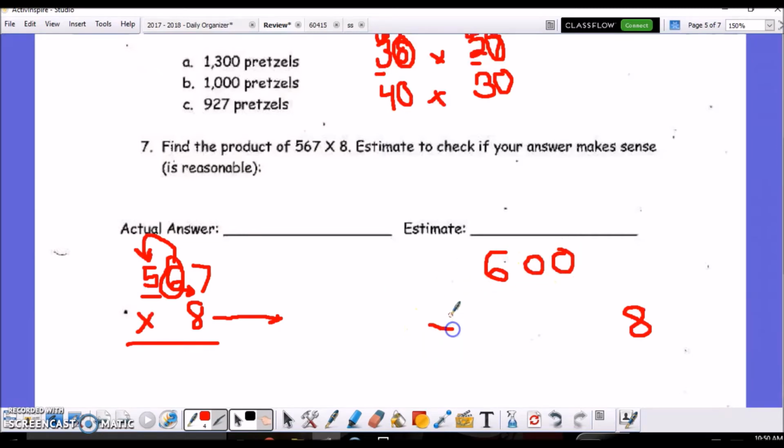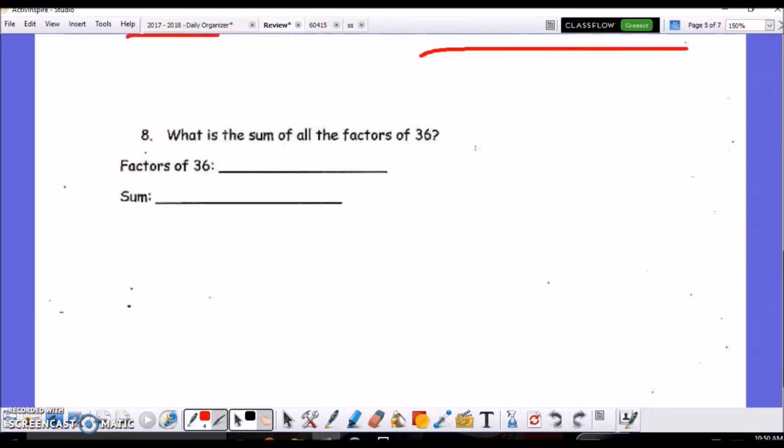And now to get the estimated answer, you're just multiplying, either by lattice or in your calculator, 600 times 8. That will give you two separate answers. The actual answer goes here. The estimated answer goes on this line here.